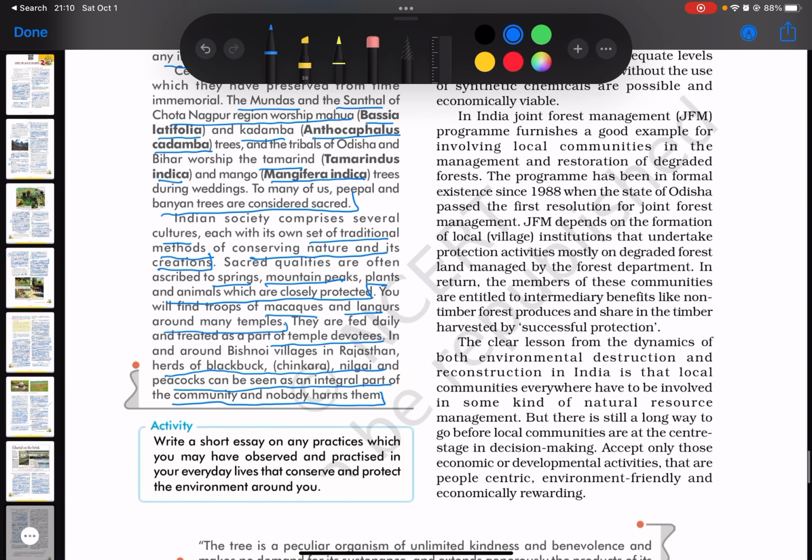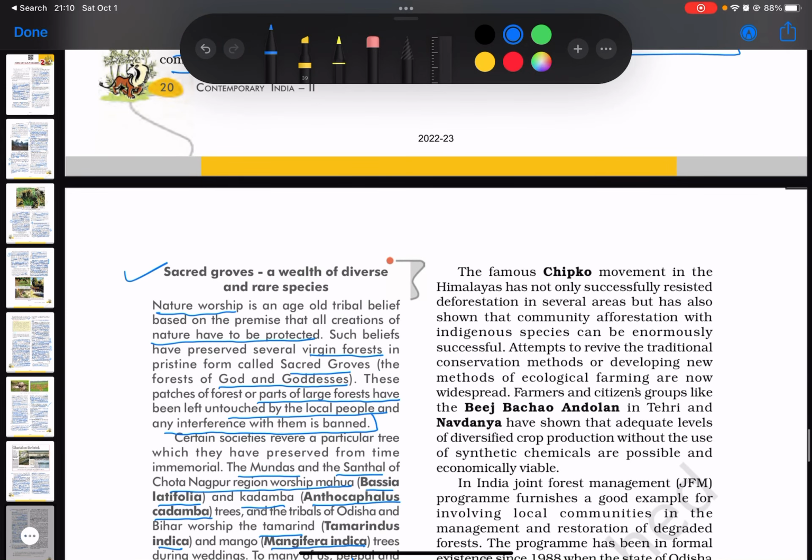Now, it might be a good idea for you to write a short essay on any practices which you may have observed and practiced in your everyday lives that conserve and protect the environment around you. Now let us continue our discussion on the community and the conservation.